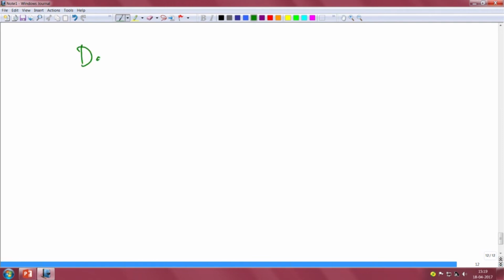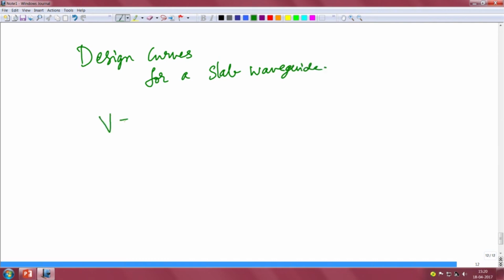Now, let us discuss a little bit about the design curves for a slab waveguide. We said that the design parameter V is given by k0 into width into square root of n1 square minus n2 square.